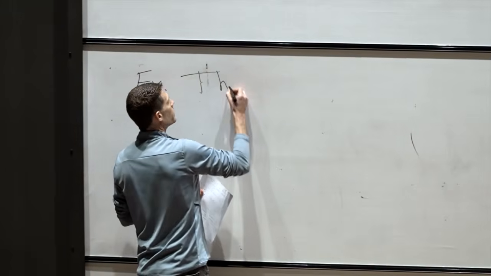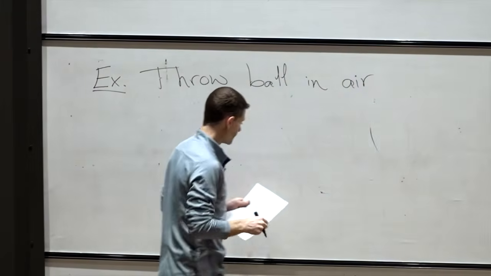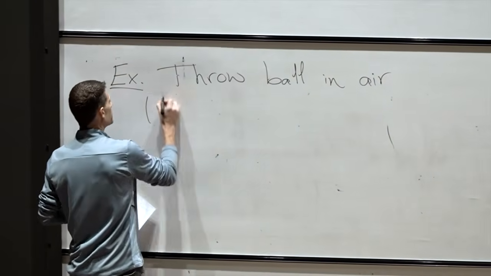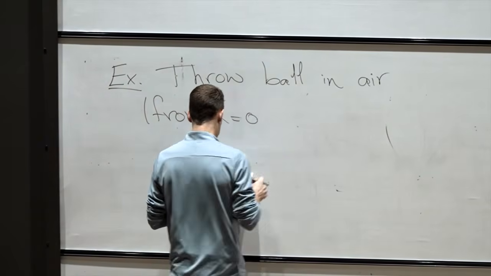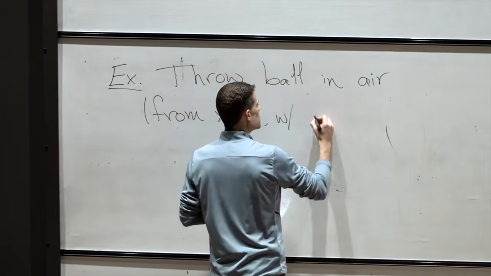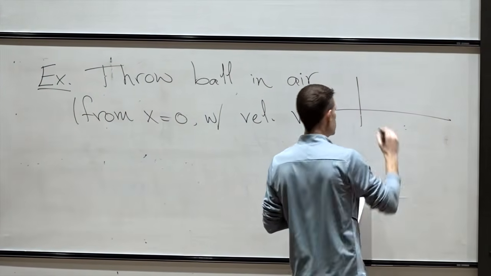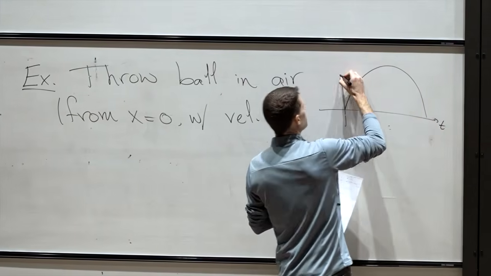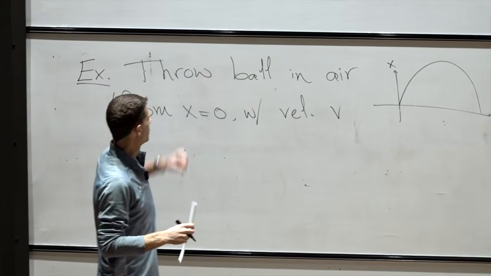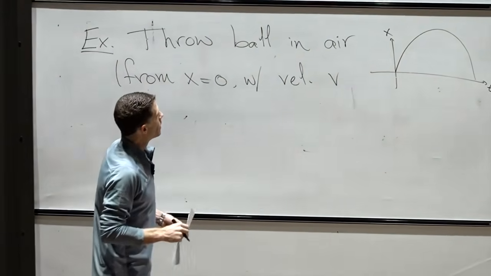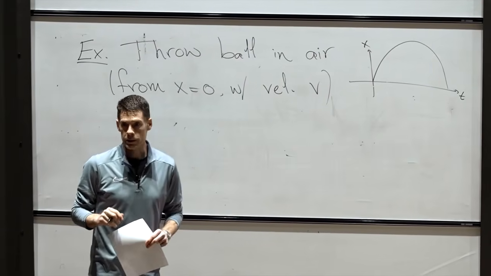So, let's suppose a simple experiment. I throw a ball in the air, say starting from x equals 0 with some velocity v, just straight up. So we know the trajectory x of t is going up and then coming back down if I'm just under a gravitational field. And let's suppose I want to ask the question, what is the maximum height the ball reaches?